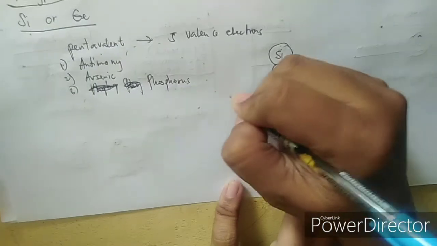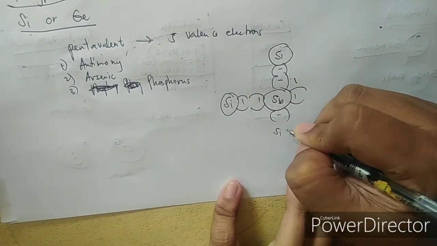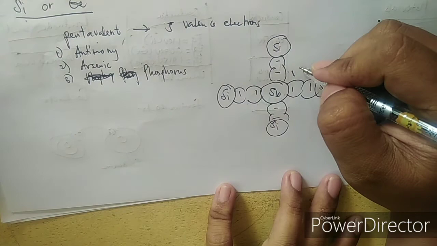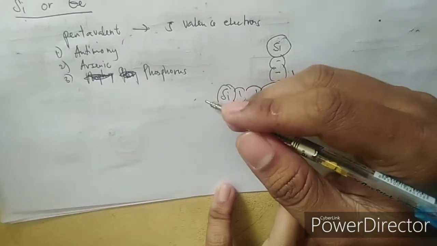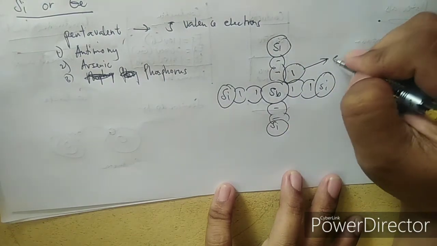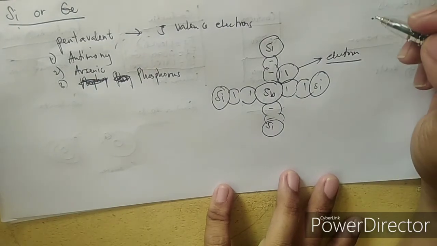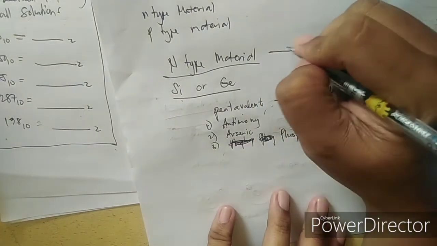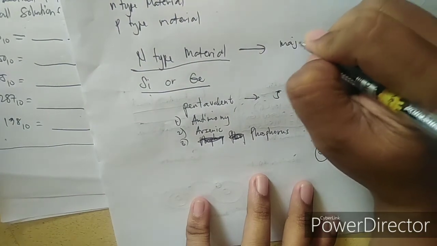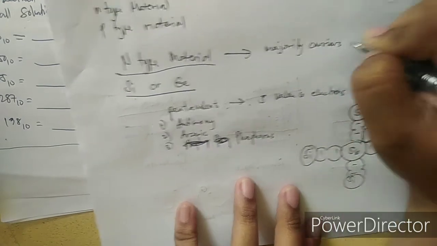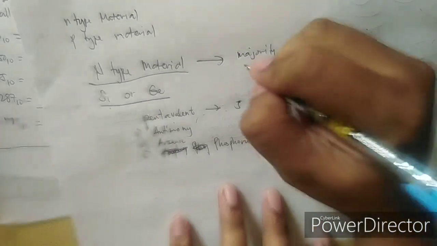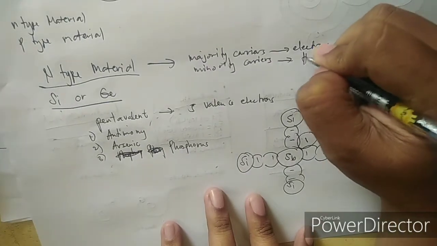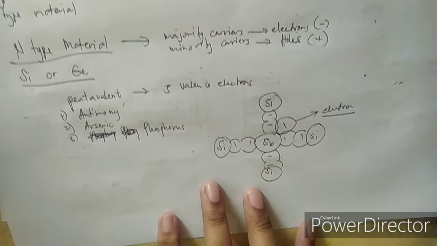So there is sharing of valence electrons with the silicon, and this material has an excess of electrons. Since there is an excess of electrons, this is categorized as an N-type material. In N-type material, the majority carriers are electrons and the minority carriers are the holes. So this is the minus and this is the plus.